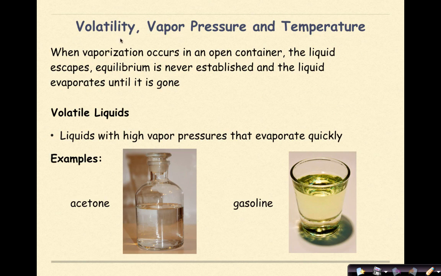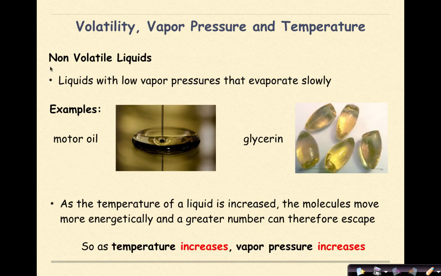Now let's talk about volatility, vapor pressure, and temperature. When vaporization occurs in an open container, the liquid escapes. Equilibrium is never established and the liquid evaporates until it's gone. Volatile liquids are liquids with high vapor pressures that evaporate quickly. Examples of these might be something like acetone and gasoline. We compare that to non-volatile liquids. These are liquids with low vapor pressures that evaporate slowly. So examples here might be motor oil or glycerin.